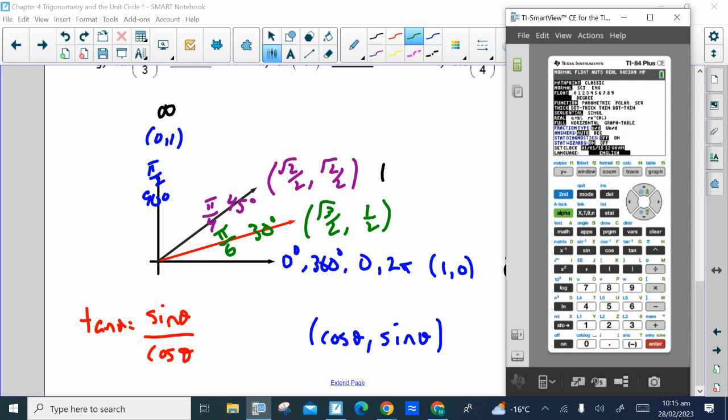But if the angle's in degrees, then you need to be in degree mode. And that's really the only time that the mode matters. If you're taking the sine, cos, or tan of an angle, the mode has to match what unit the angle is in. So I changed to radians, so now we can take the cosine of pi on 4 radians.